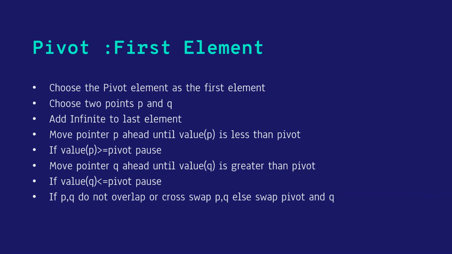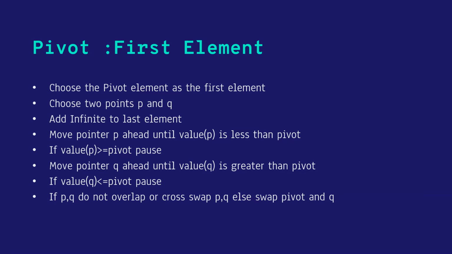Now the method is, we need to move the pointers. So let's see how we move. We need to move the pointer p ahead while the value of p is less than the pivot. If the value of p is less than the pivot, we need to move ahead, or else if it is greater than or equal to the pivot, we need to stop. So once again, if the value of pointer p is less than the pivot, we need to move ahead, or else we need to pause.